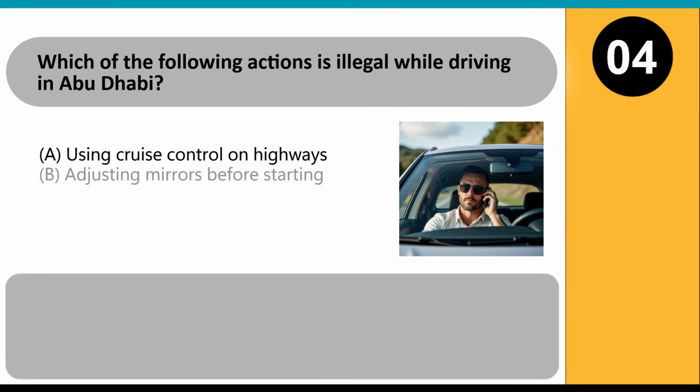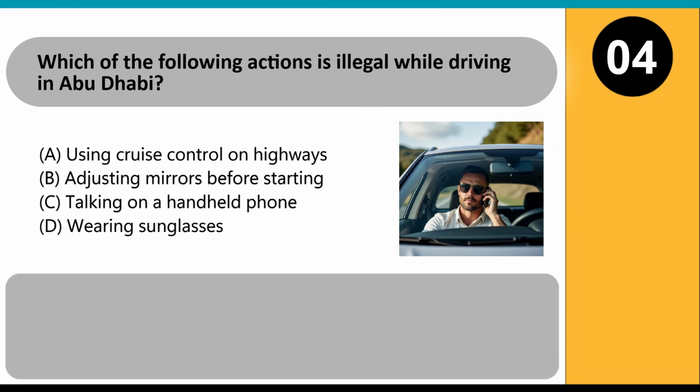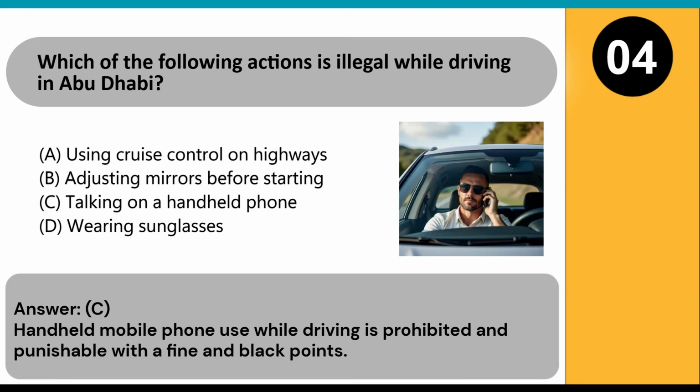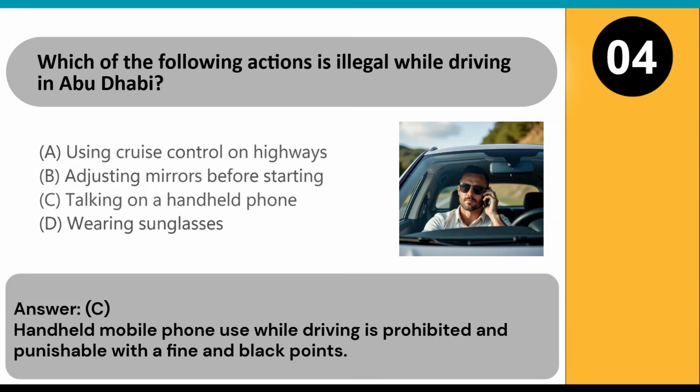Which of the following actions is illegal while driving in Abu Dhabi? A. Using cruise control on highways. B. Adjusting mirrors before starting. C. Talking on a handheld phone. D. Wearing sunglasses. Answer: C. Handheld mobile phone use while driving is prohibited and punishable with a fine and black points.